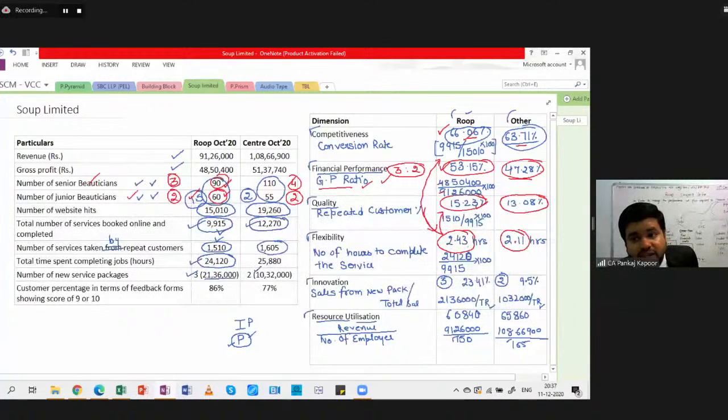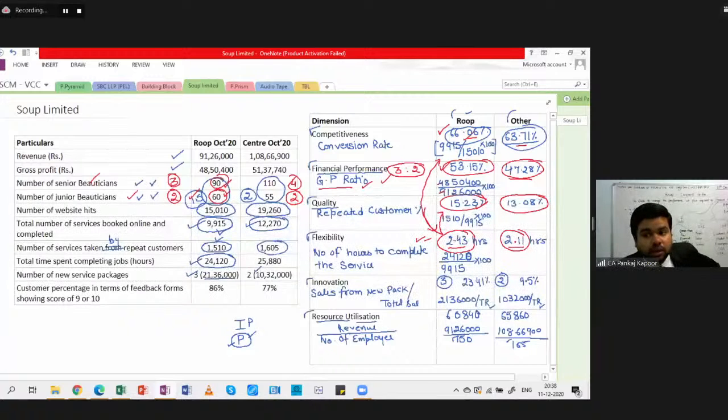But it costs them what? It costs them a high number of hours to complete one job. So the productivity of Roop is low. But we need not consider or worry much about this particular factor, that it spent 2.43 hours to complete the job as against 2.11 hours taken by the other.